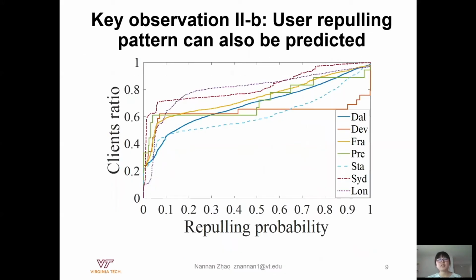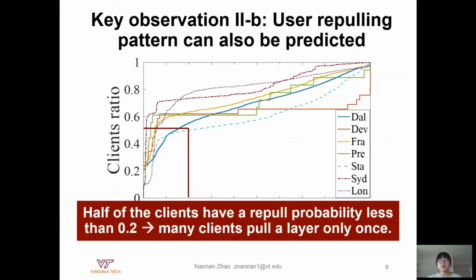Next, we observe the client repulling pattern from the client side. This graph shows the CDF for client repull probability. Here, repull probability is the likelihood for a user to repull an already stored layer, and it's calculated as the number of repulled layers divided by the number of total get layer requests issued by the same client. We see that half of the clients have a small repull probability of less than 0.2. This means that many clients only pull a layer once.